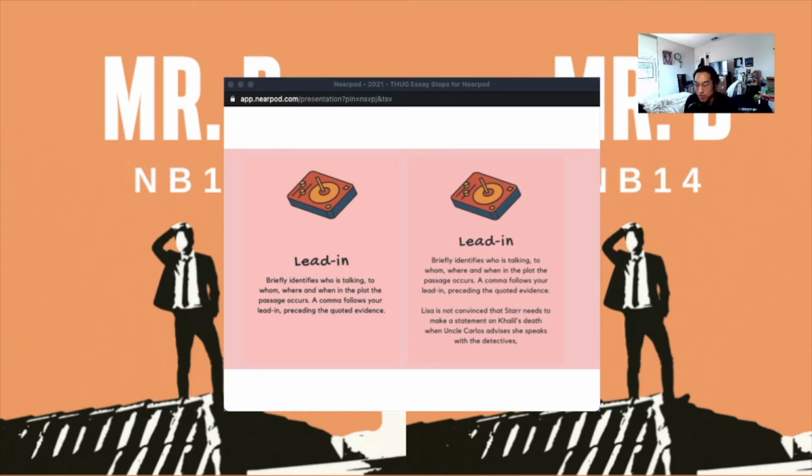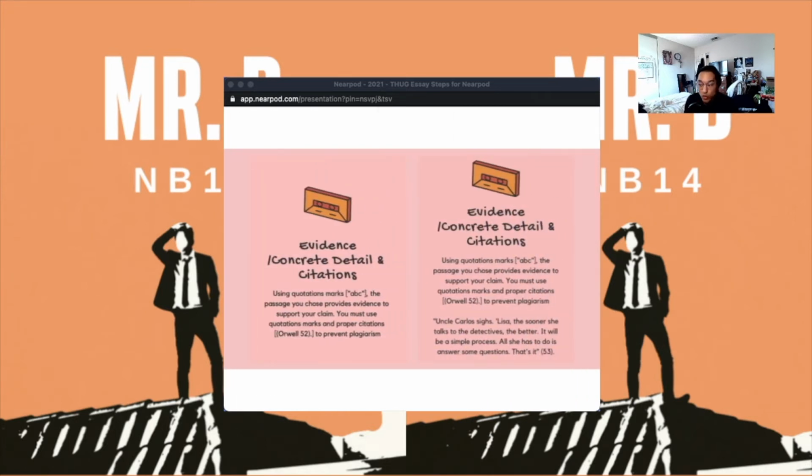That's it. So if we go back to the lead-in example, we can kind of see how the writer has provided us context to who is talking, Lisa, and she's talking to her brother, Carlos, as well as to whom, where, and when it is happening, and when it occurs in the passage. So it's not exactly a direct example of, oh, this is happening in chapter 1, but it provides enough context for us to understand, okay, Lisa is clearly talking to Carlos about Star. And if we look at the piece of evidence, it's not clear that she is referring to Star, right? So that's why the lead-in is important.